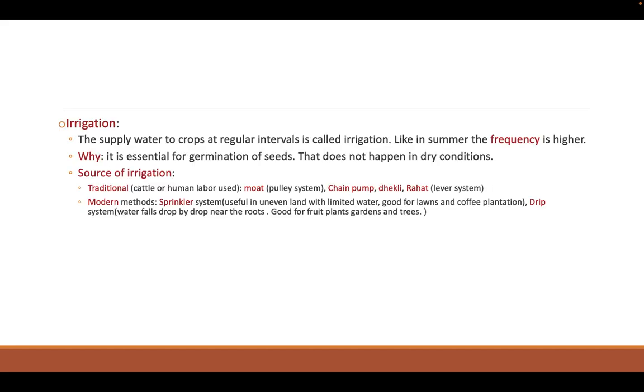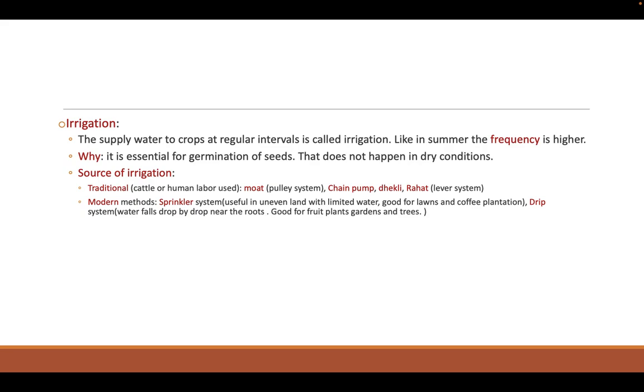Next in this step, after manure and fertilizers, is irrigation. You put manure and all, and the crop needs water, right? This is a process of 3-4 months. It doesn't happen overnight. So the crop needs water as the next step. Supply of water to crops at regular intervals is called irrigation. That's the basic definition. If it is a summer crop, more water would be needed. Or if water scarcity is there, you need to pick crops which need less water. That is also one way to improve the yield of the field.